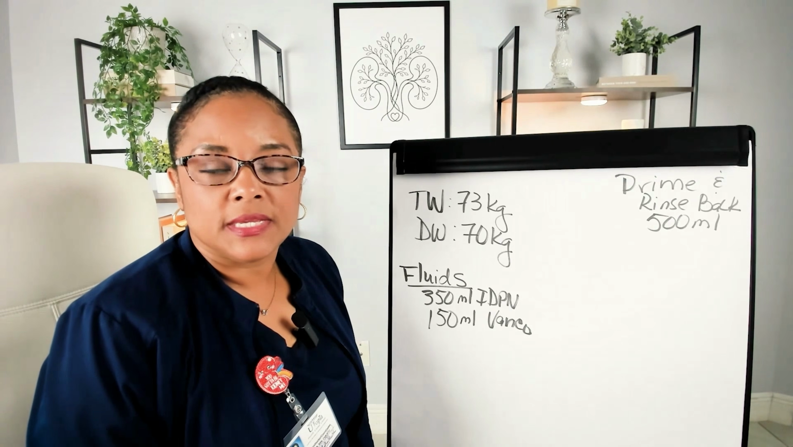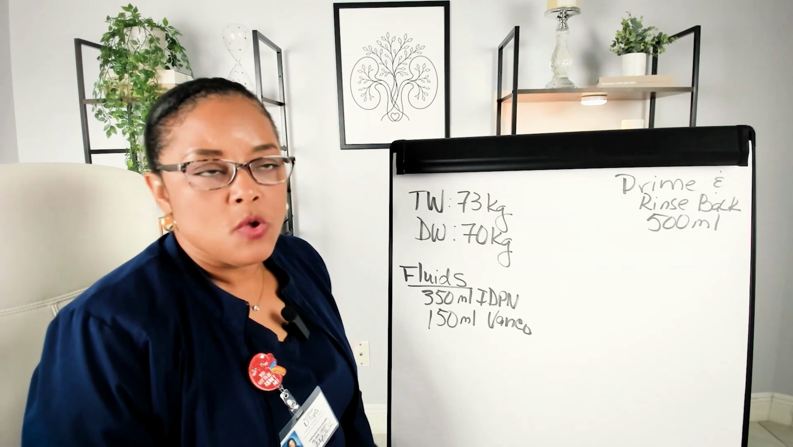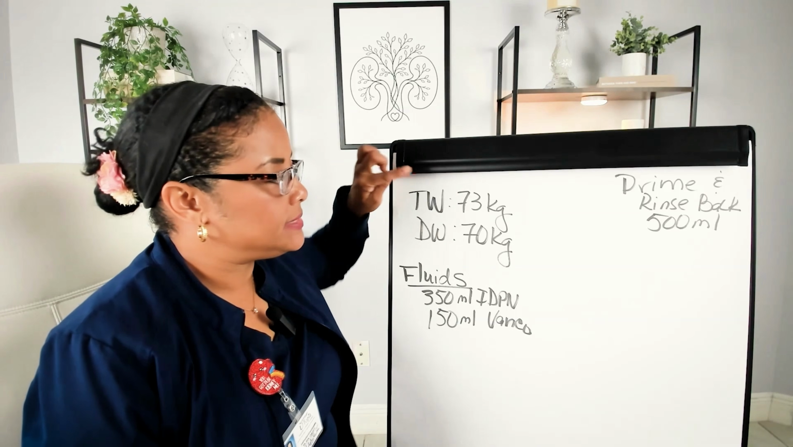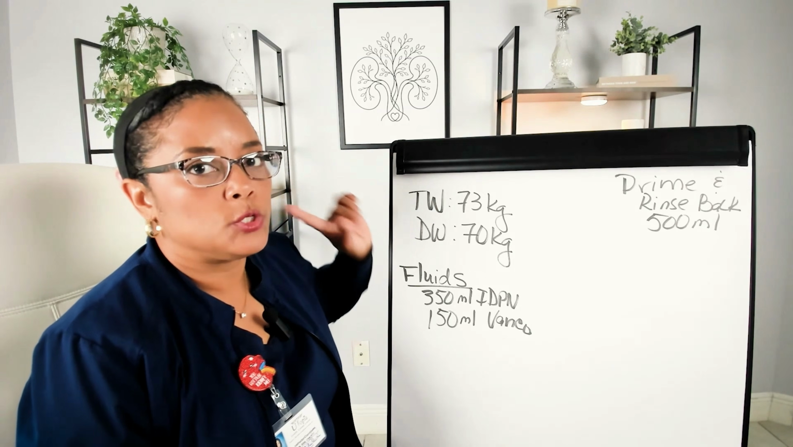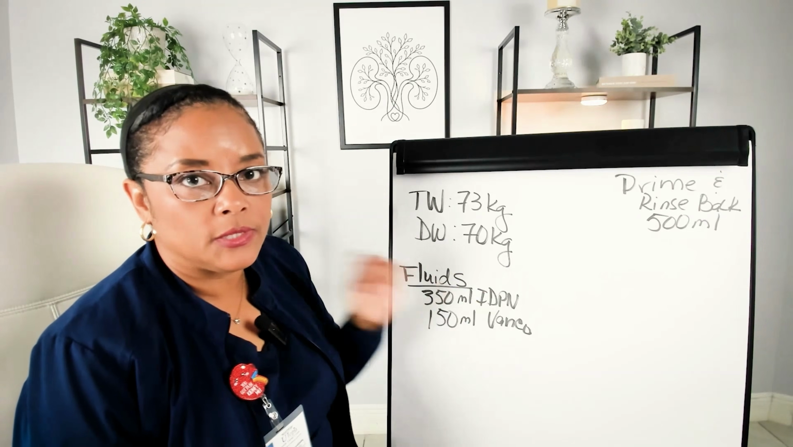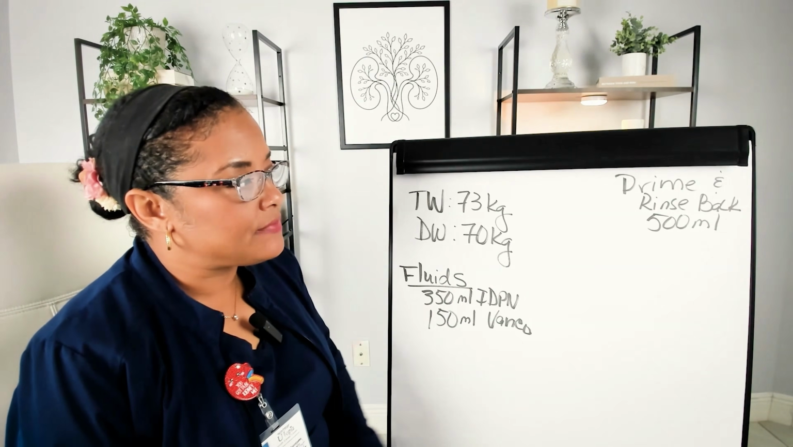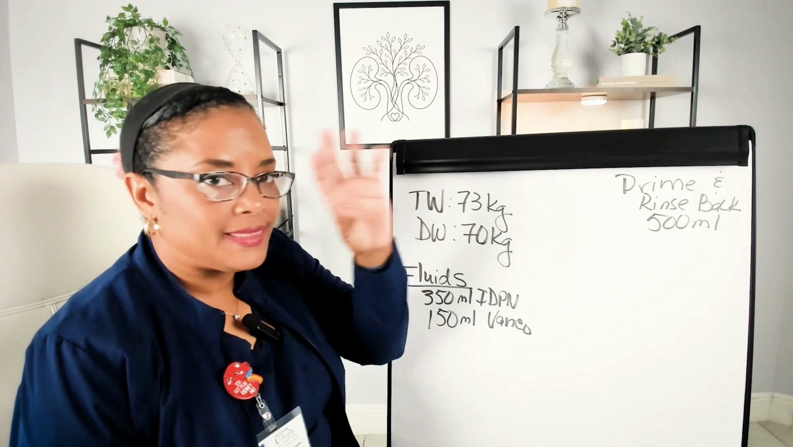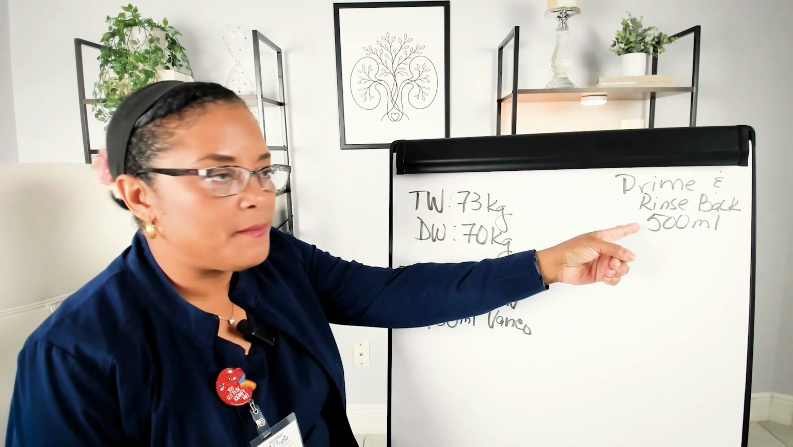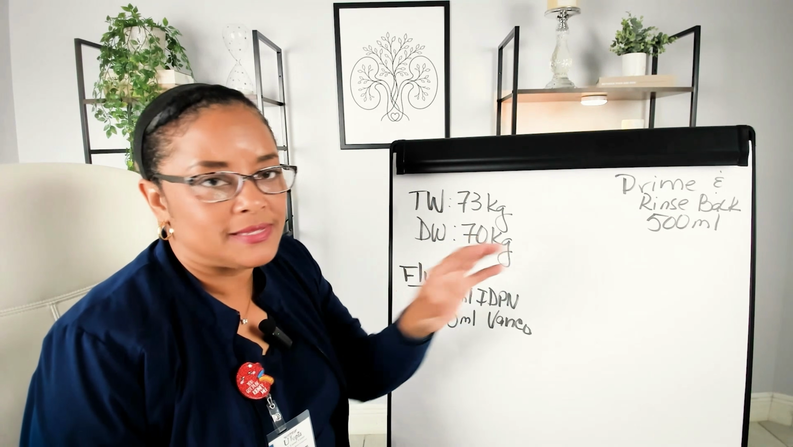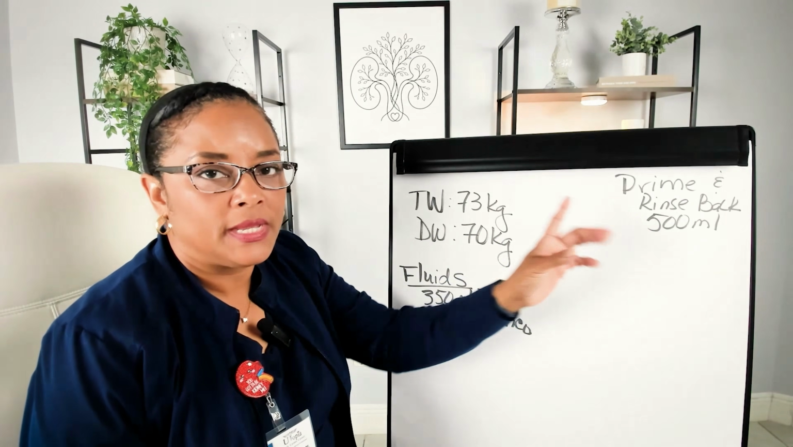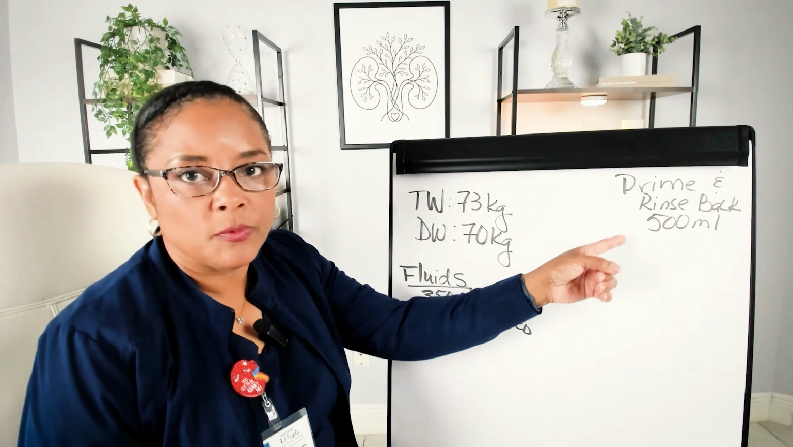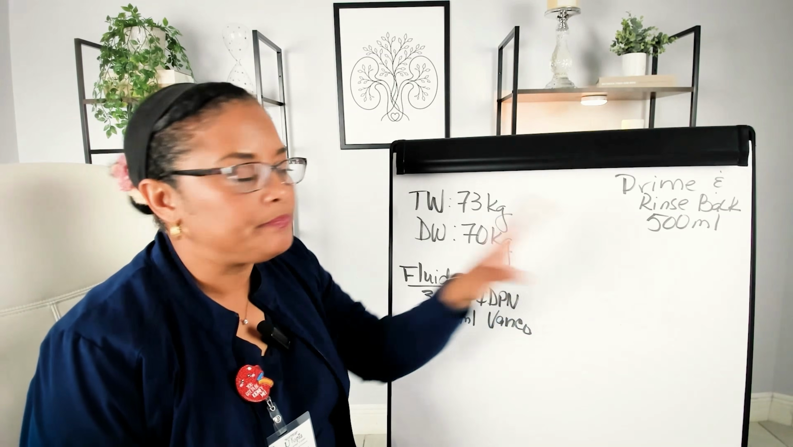Now let's look at the information we have. We have that our patient's today's weight is 73 kilograms and the dry weight is 70 kilograms. We also have that the prime and the rinse back is 500, and that is both things together. This number in your certification test, they will give you that number. And if you are a new technician at the dialysis clinic, they will also give you this number, okay?